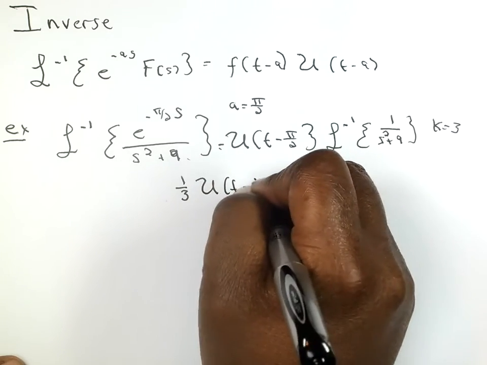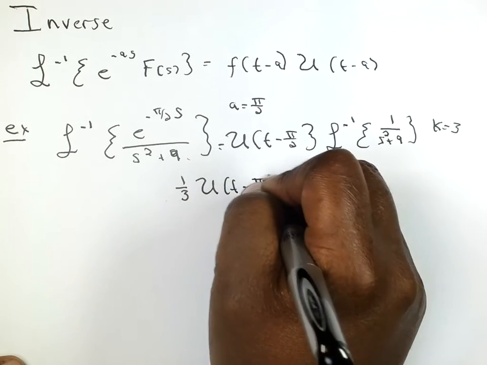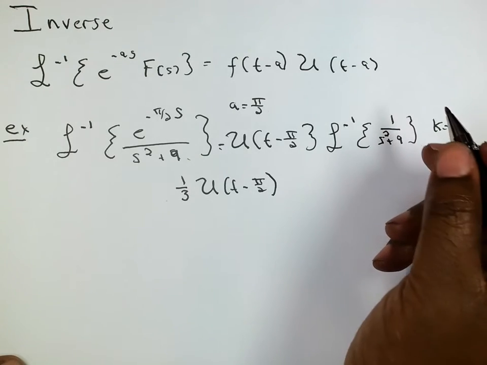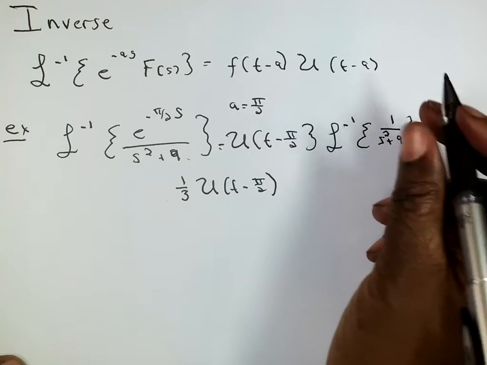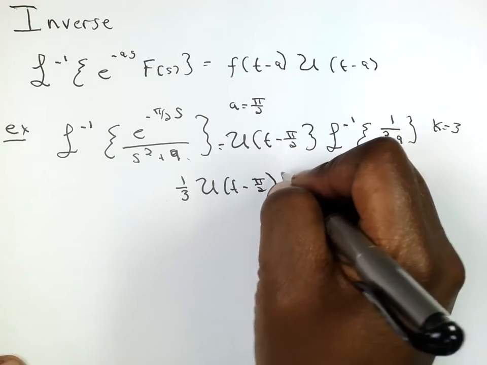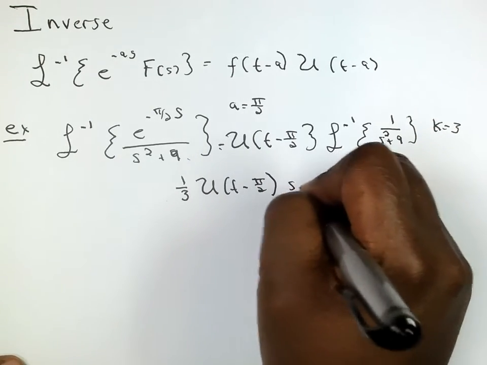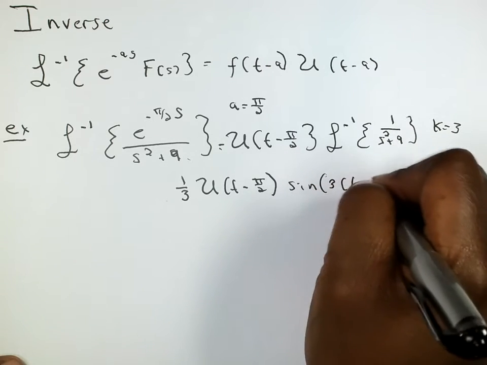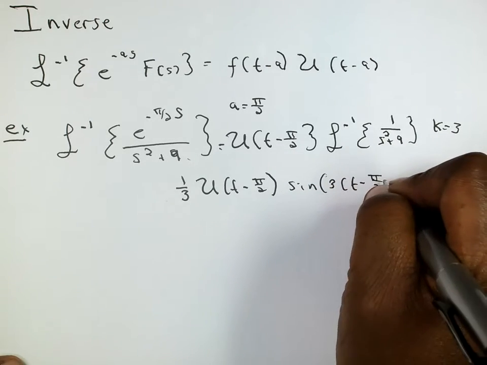So that gives me t minus pi over 2. And then this inverse Laplace, that is the form for sine. So I get sine of 3 times t minus pi over 2.